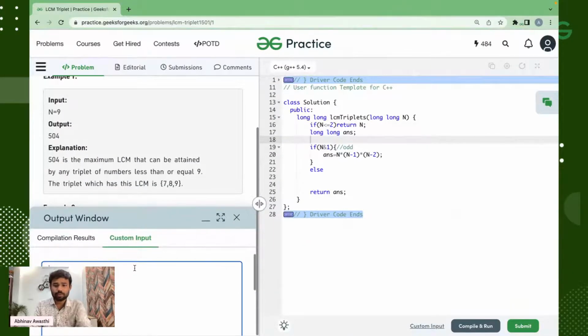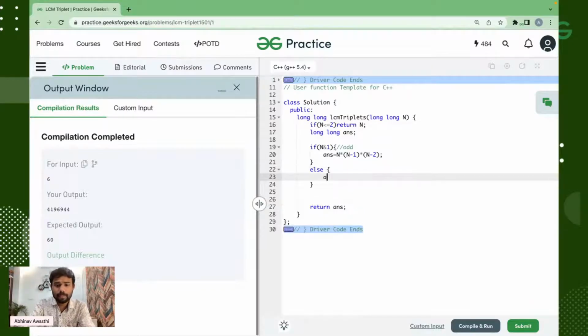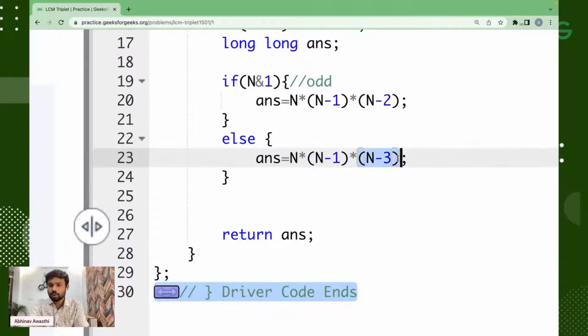If you give it as custom input of 6 and run the case, this is the answer we are getting. No, this is not the answer. Let's do it like this. Answer is equal to n into n minus 1 into n minus 3. Why have I done n minus 3 here? Because we want them to be co-prime.